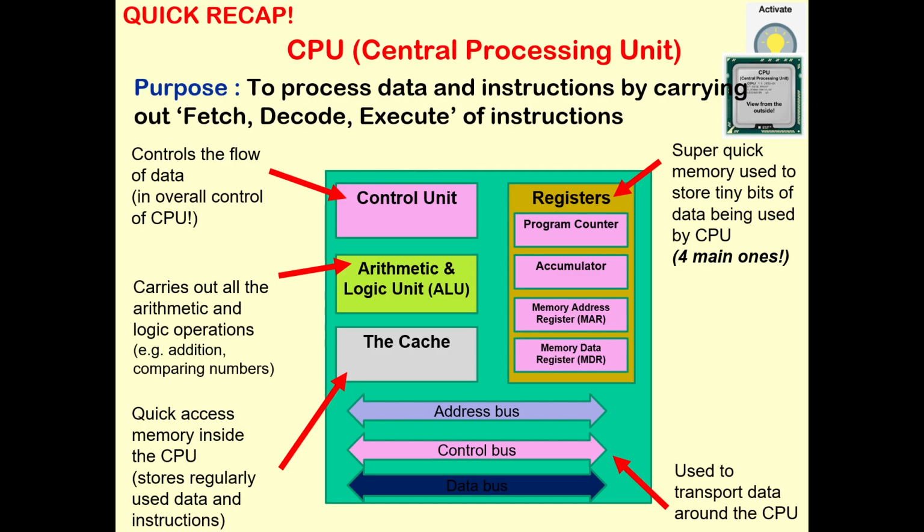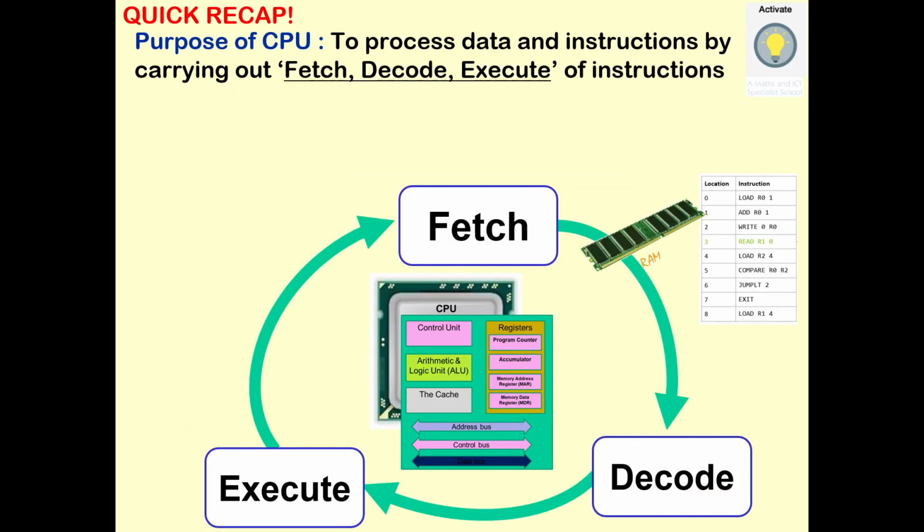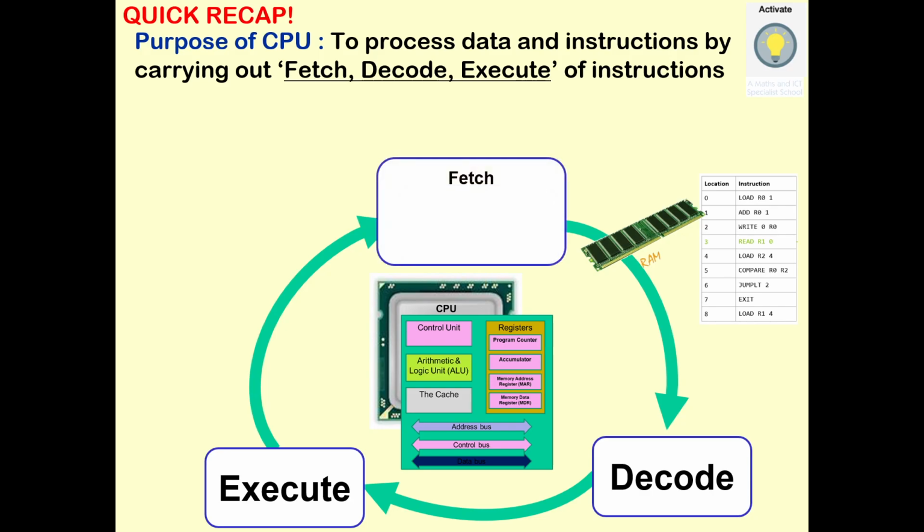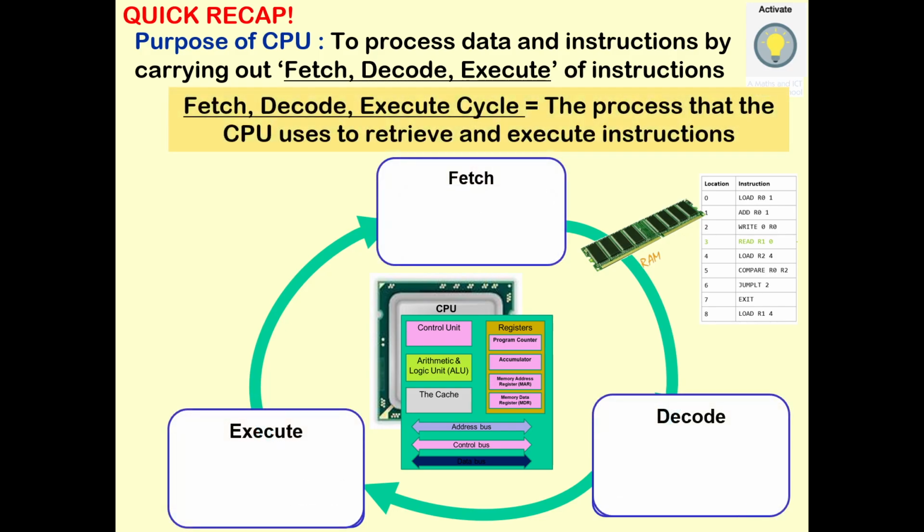The purpose of the CPU is to process data and instructions by carrying out the FDE cycle, the fetch, decode, execute of instructions. Last video we looked in detail at the FDE cycle. Within the cycle, it fetches an instruction from main memory, and the instruction is copied from main memory into the MDR register.